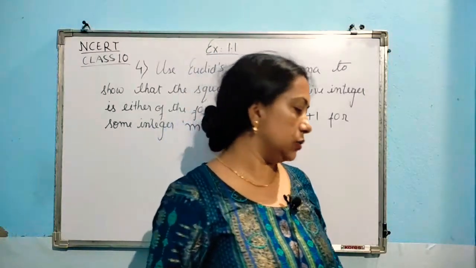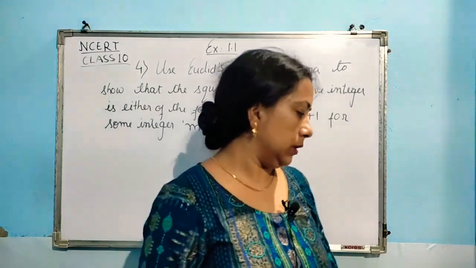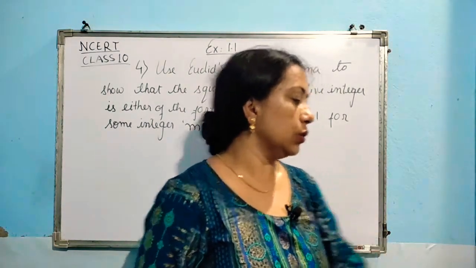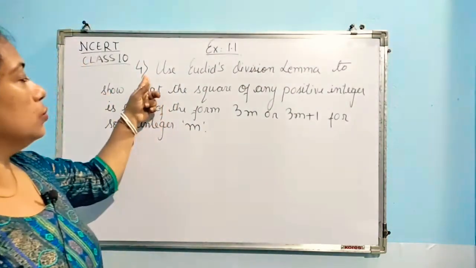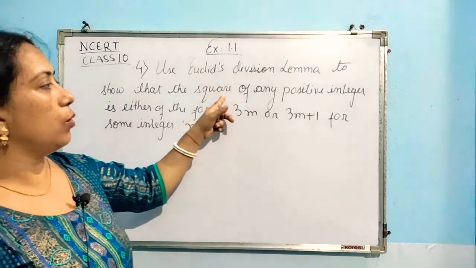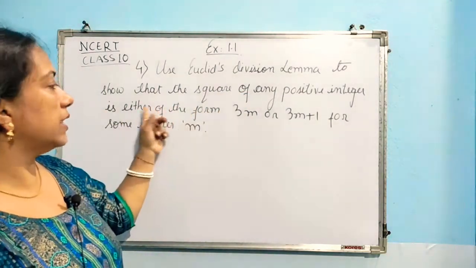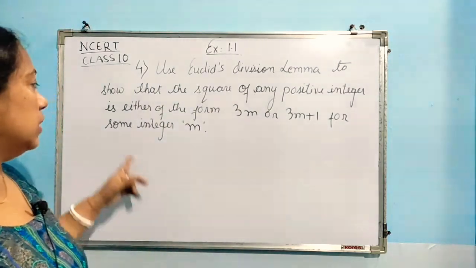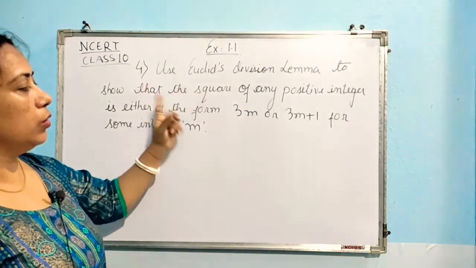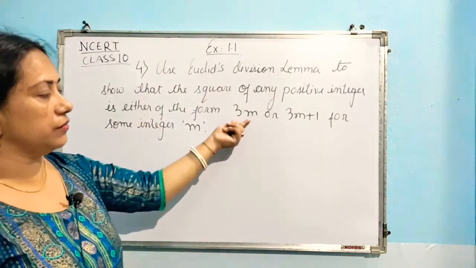Today I am taking two more questions from exercise 1.1, class 10 NCERT maths book. So the question is: use Euclid's division lemma to show that the square of any positive integer is either of the form 3m or 3m plus 1 for some integer m. Now here what we have to prove is that the square of any positive integer is of the form this or this.